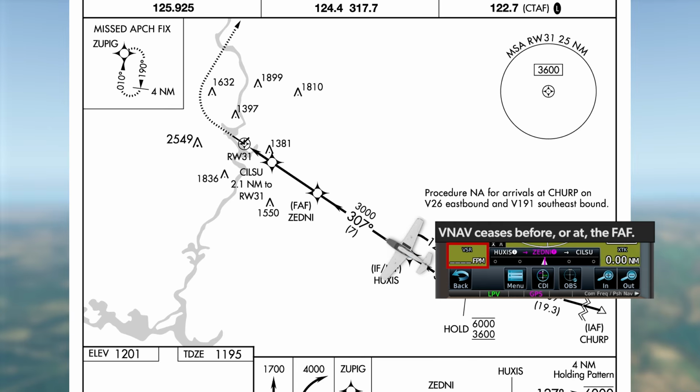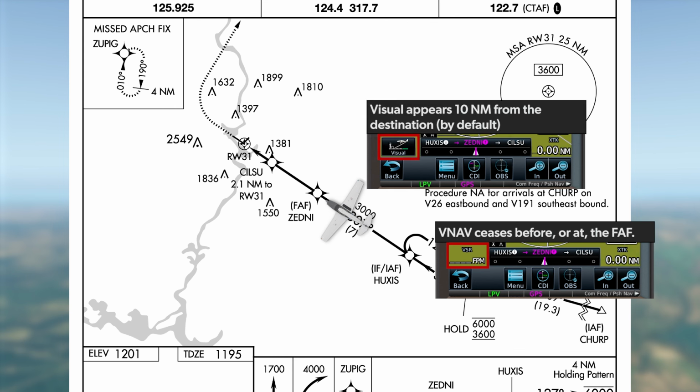Depending on the specific configuration of your panel, vertical speed required will either go away at the final approach fix or when the final approach fix becomes active. And so that's right around the time that the GTN pops up the visual approach selector option.